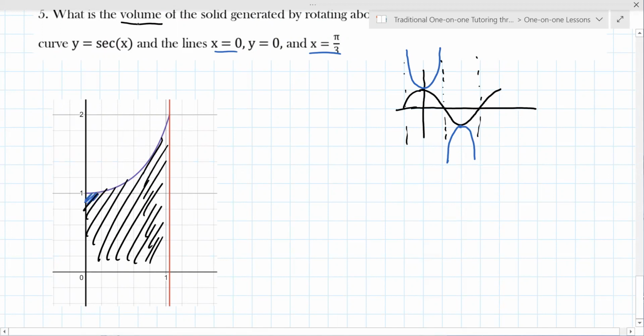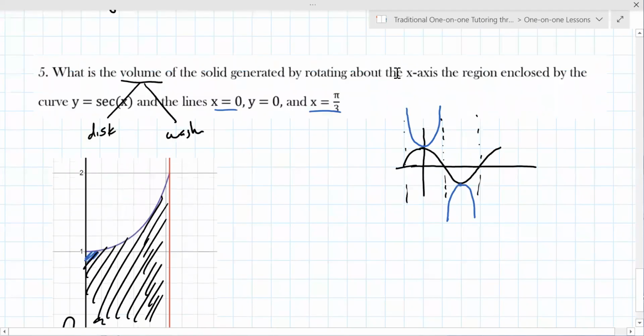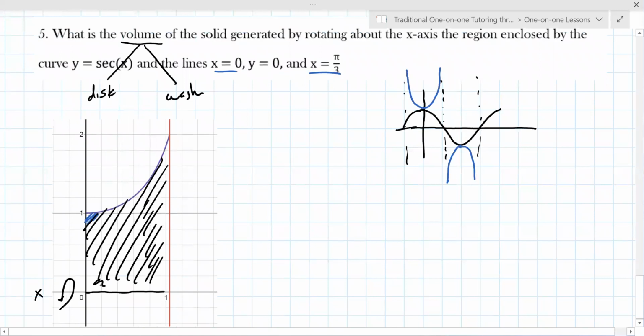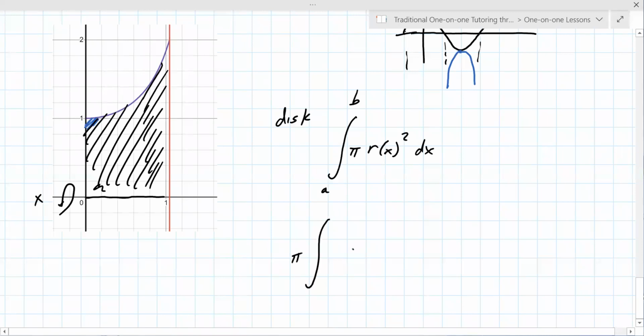Okay, so your volume though, it depends on whether it's a disk or a washer. And this one is a disk again, because there's no gap between the line that you're revolving this around. Actually, I assume it is revolved around the x-axis. Yeah, it is. So there's no gap. So this is a disk. And a disk has the formula integral from a to b of pi r of x squared dx. So it's your function, which is generally y. In this case, it's pi secant squared x dx from 0 to pi over 3.